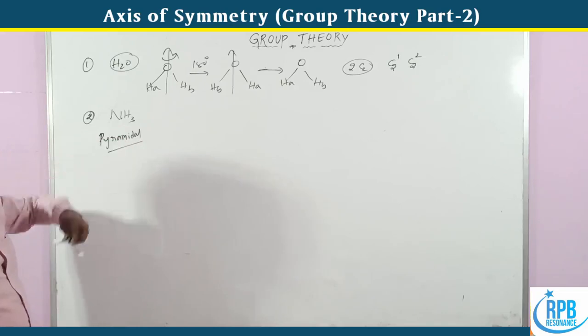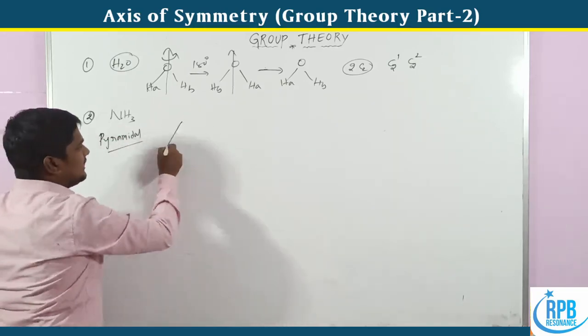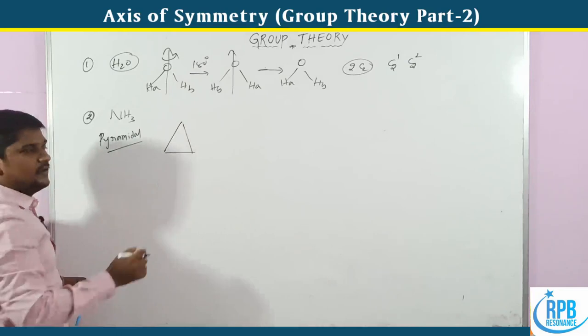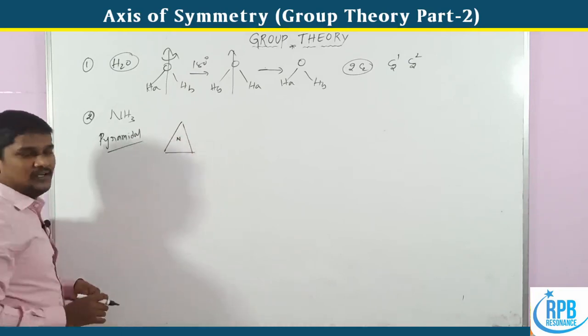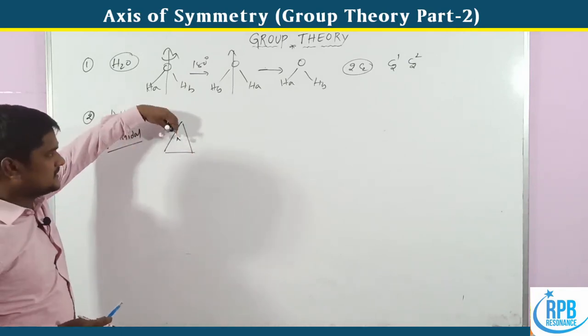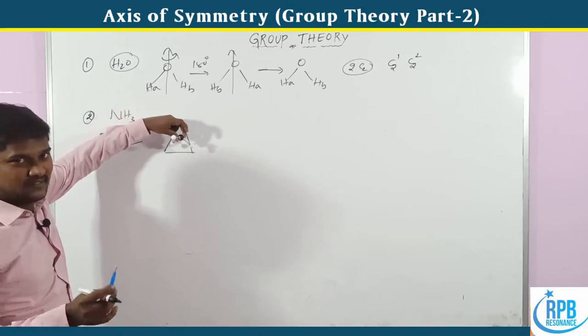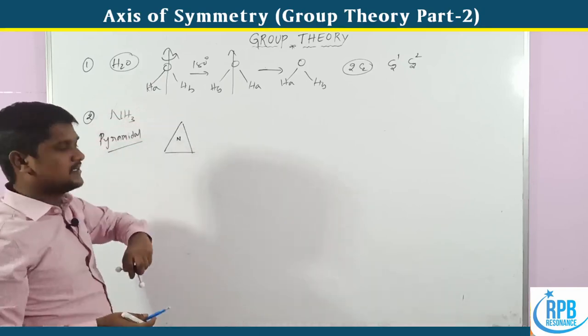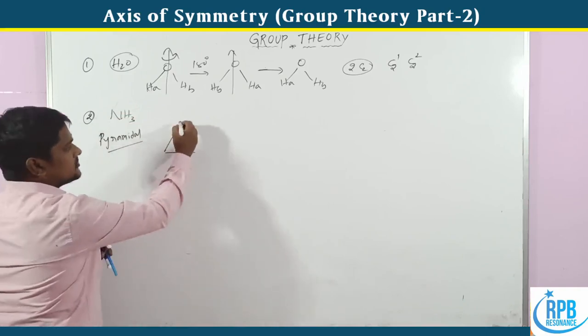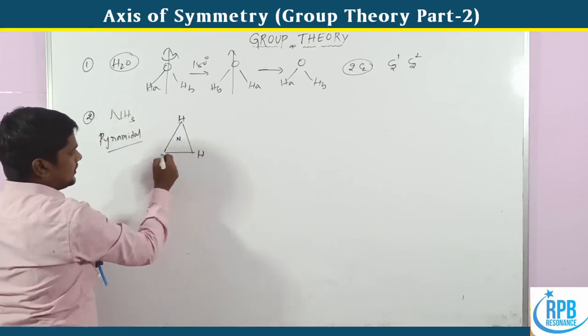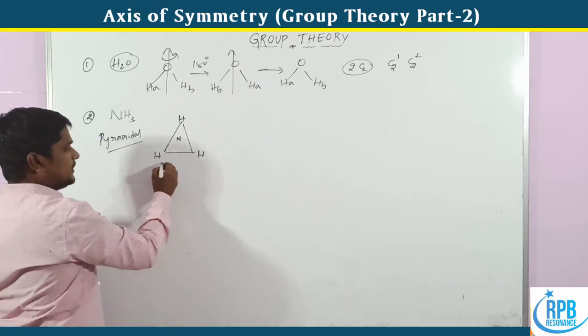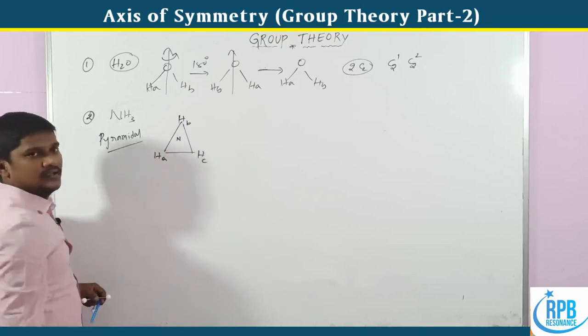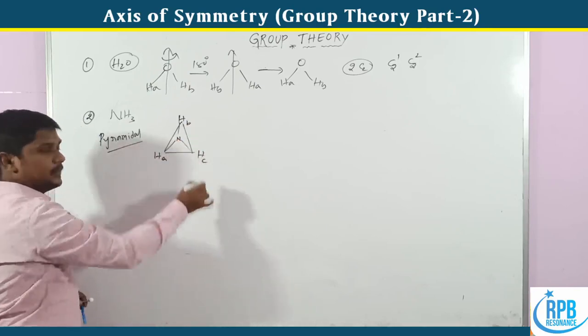For the sake of simplicity, I will draw the triangular molecule. In the center of the molecule is nitrogen. For the sake of simplicity, now I write the molecule like this. A three-dimensional representation can also be given. Nitrogen, H1, H, so simply HA, HB, HC. So this is the NH3 molecule representation.